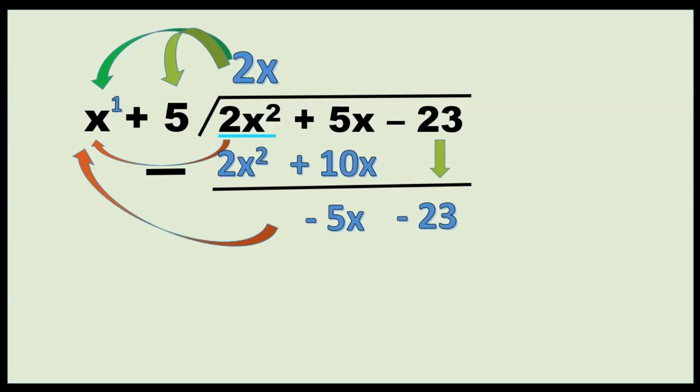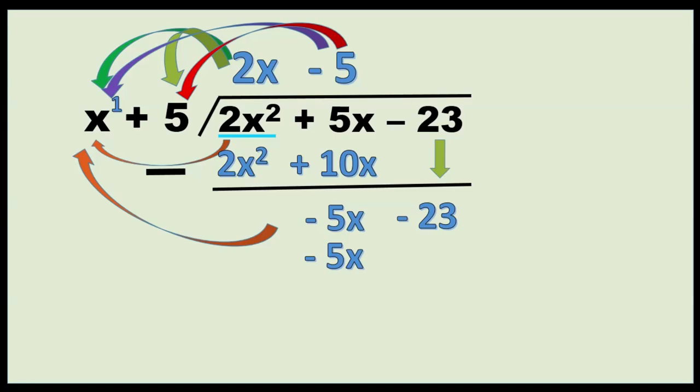Then the next step is to divide negative 5x by x. Negative 5x divided by x is negative 5. We subtract the exponents, 1 minus 1 is 0, so we have no variable. Next, we multiply negative 5 times x, which is negative 5x, and negative 5 times positive 5, which is negative 25.